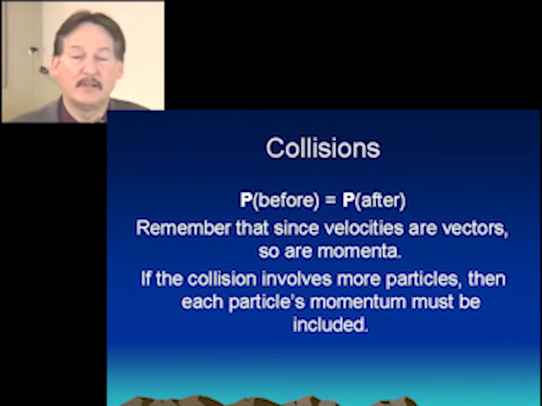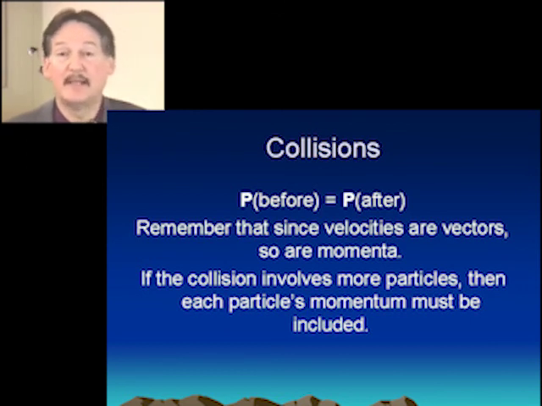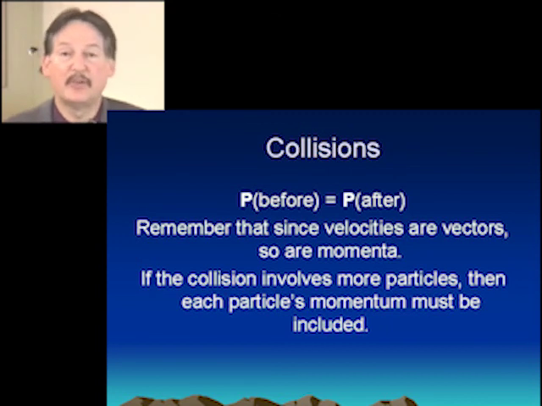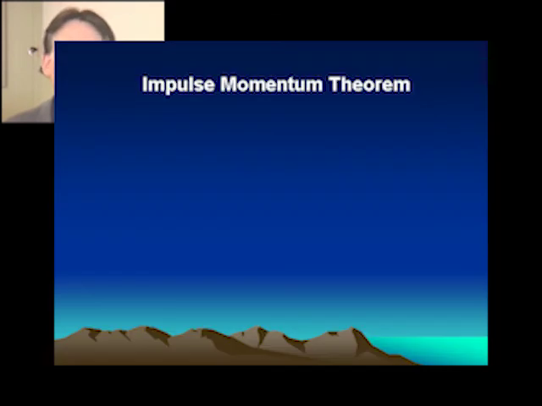Now, recall that we got to the conservation of momentum principle by rearranging the second form of Newton's second law, F equals delta P over delta T, and we found that if we set the external forces equal to 0, that led to an expression that the final momentum equaled the initial momentum.